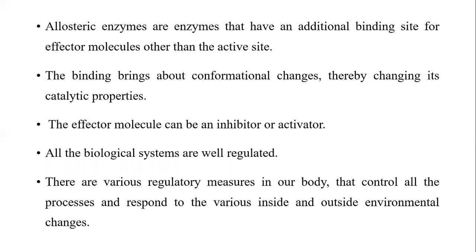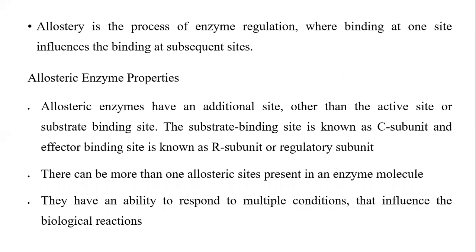There are various regulatory measures in our body which control all the processes and respond to various inside and outside environmental changes. Some of the important properties of allosteric enzymes are: they have an additional site other than the active site or substrate binding site, which we call the allosteric site. The substrate binding site is known as the C subunit, and the allosteric or effector binding site is called the R subunit, where R stands for regulatory subunit.